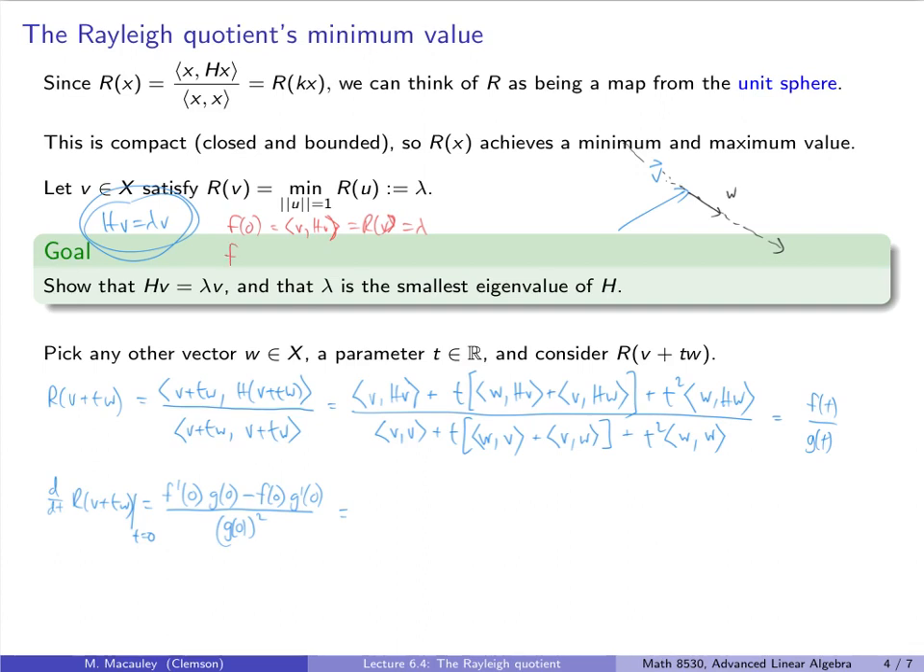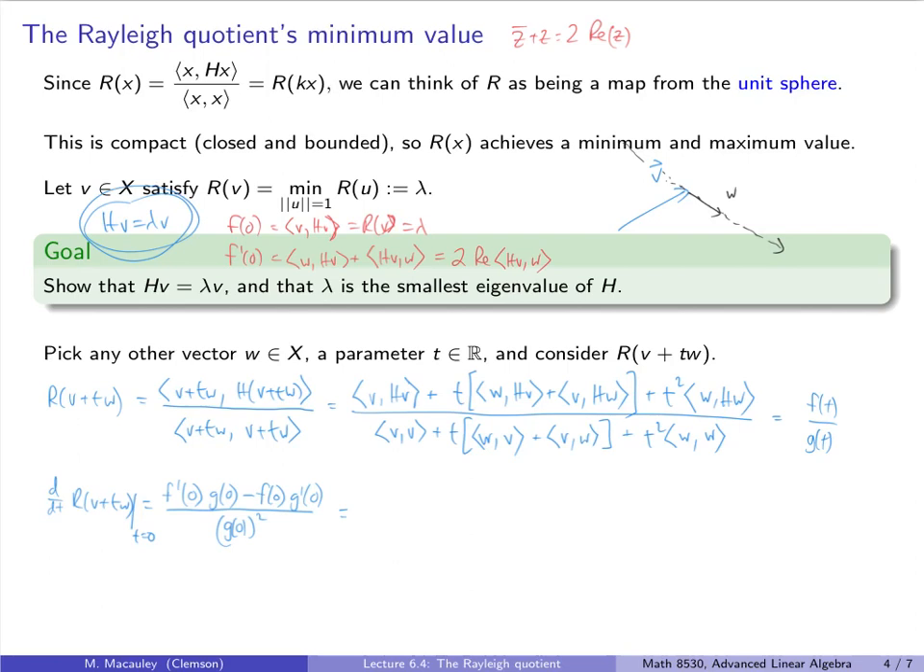Next, let's compute f prime of 0. The derivative of this, a degree 2 polynomial in t: the constant term goes away, the quadratic term turns into a t, and plugging in 0 makes that go away. So we're just left with the coefficient of the linear term. This is the inner product of w with hv plus the inner product of v with hw. I can move the h over to the left-hand side, so hv dot w. Now if I want to combine these, I can swap the order of these coordinates, but I have to put a complex conjugate on top of that. And if you take z bar plus z, you get 2 times the real part of z. We've been over that. So this is going to be 2 times the real part of hv dot w.